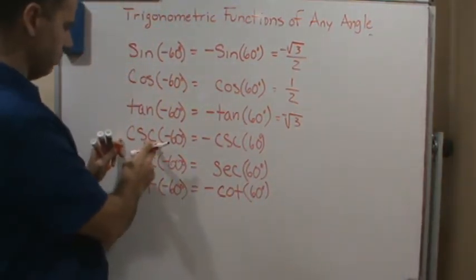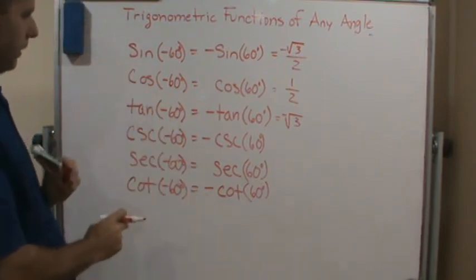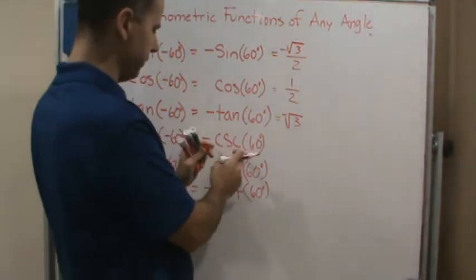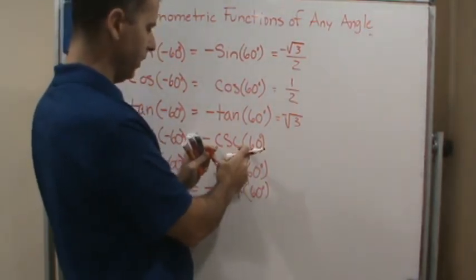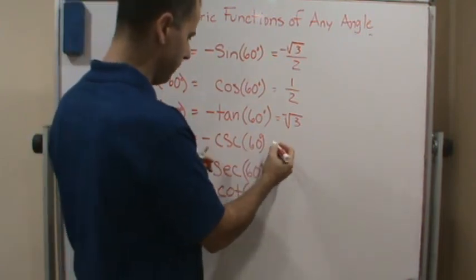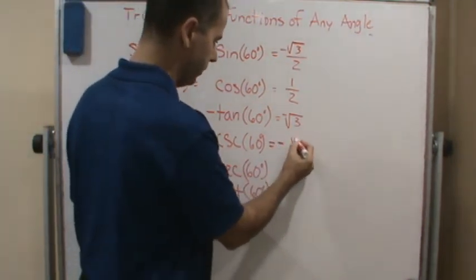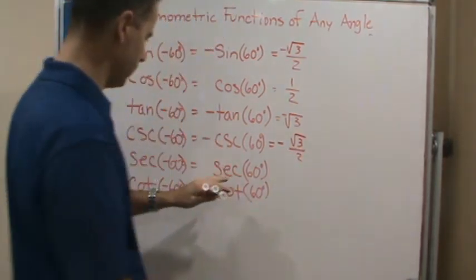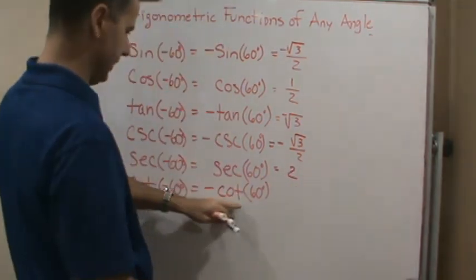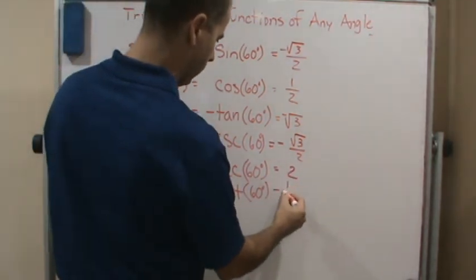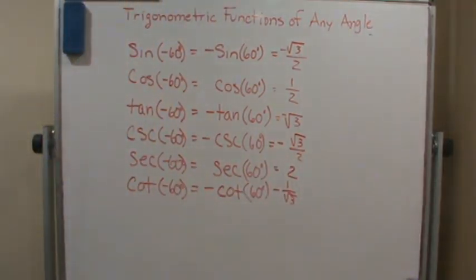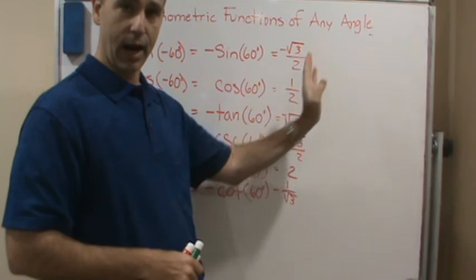Cosecant is the reciprocal of sine, right? So cosecant of negative 60 is equal to the negative of cosecant 60, which is again the reciprocal of sine, which is going to be 2 over the square root of 3, but it's negative. So these are just going to be the reciprocals of these. So this is going to be 2, and this is going to be negative 1 over the square root of 3.